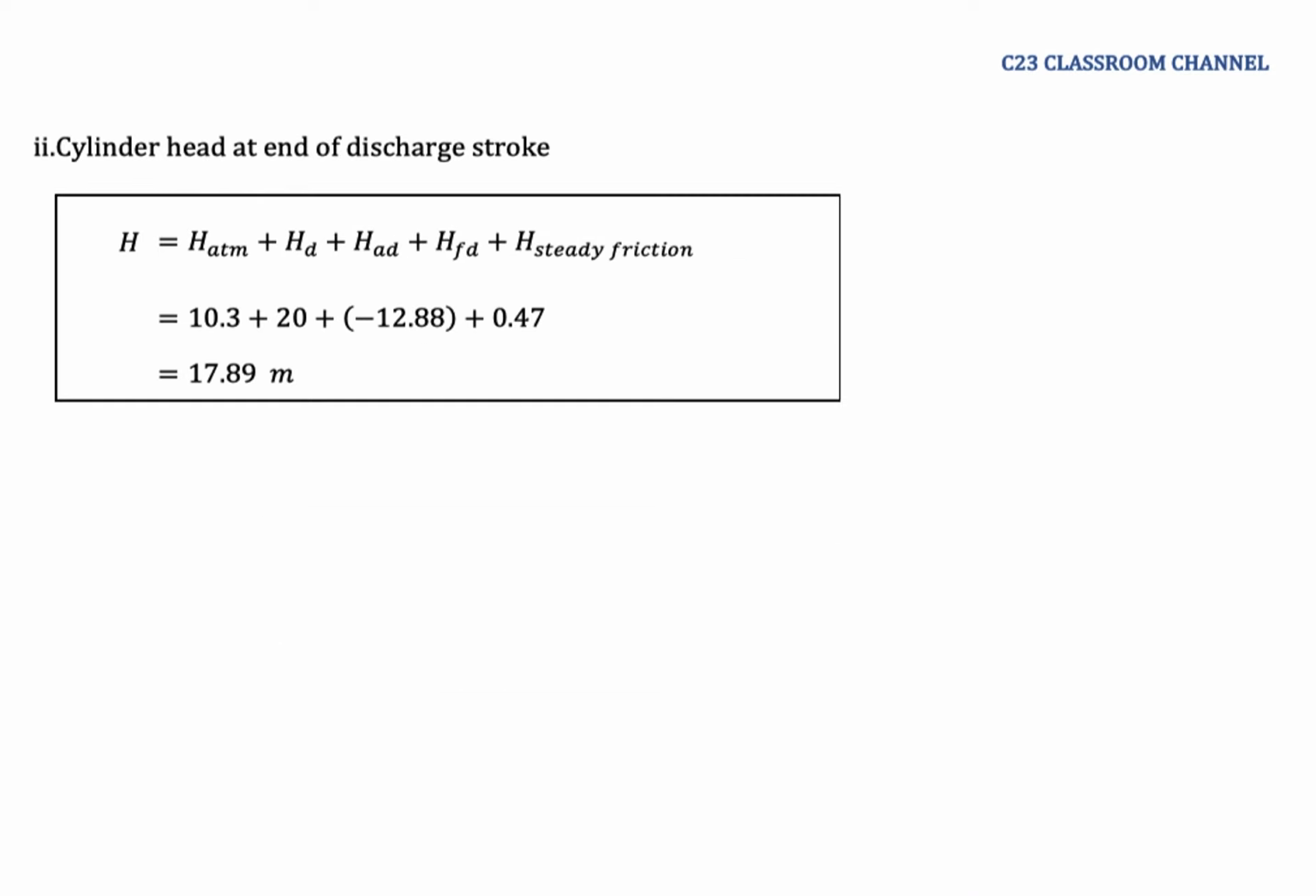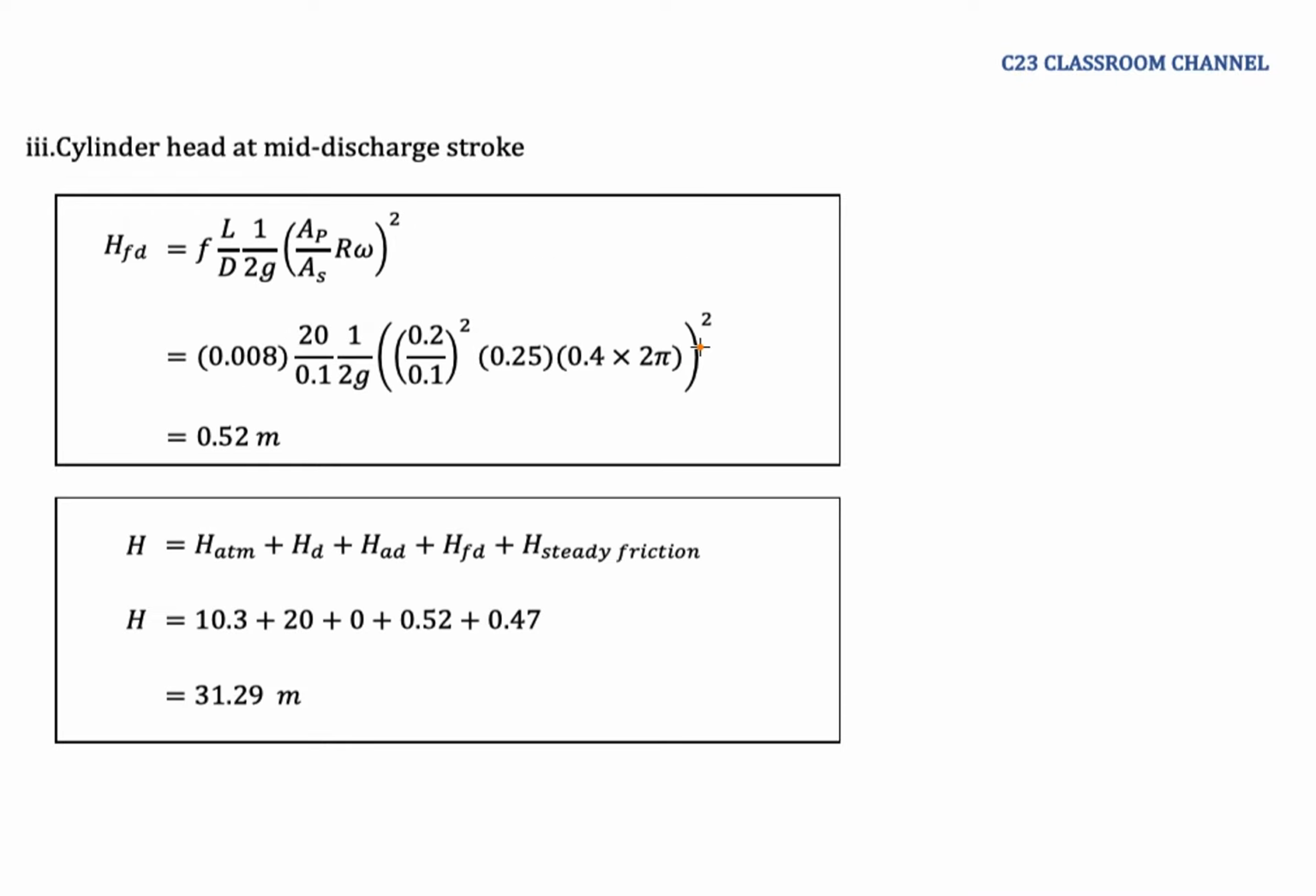Then we could calculate the pressure head at the end of the discharge stroke. You could try to calculate this one. You will get 17.89 meters. Then the pressure head at the mid discharge stroke, at the middle point, the delivery friction here is equal to 0.52 meters, and you could calculate this one as 31.29 meters.